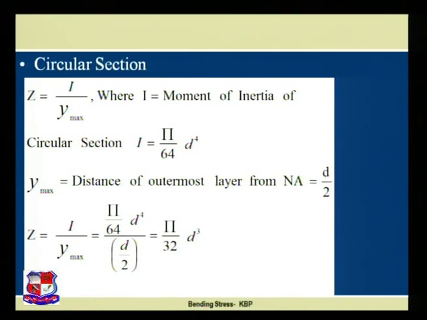I think there is not a single question from your side. It is very easy to achieve. The same thing is displayed on this PPT: Z is equal to I by Ymax, that is pi by 64 d raised to 4 by d by 2. Here the small d is the diameter of the solid circular section. We achieve pi by 32 d cube.